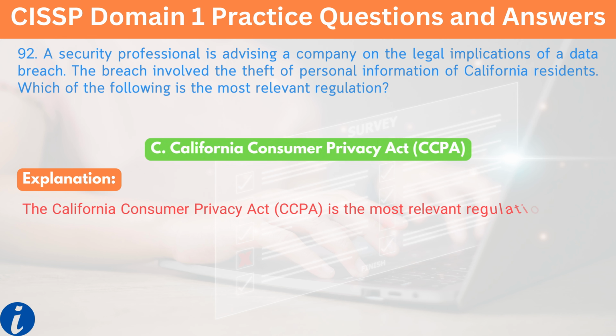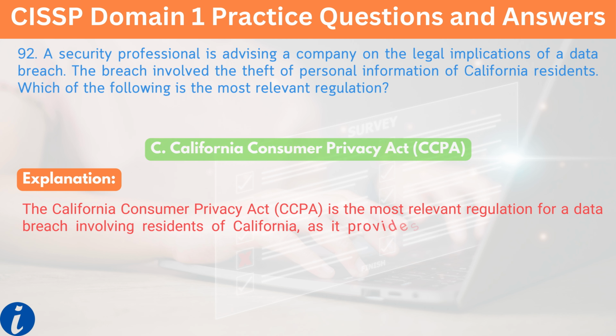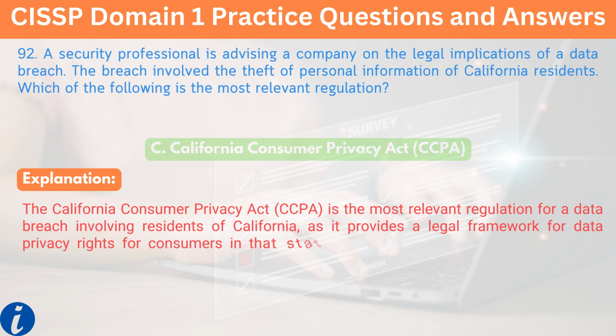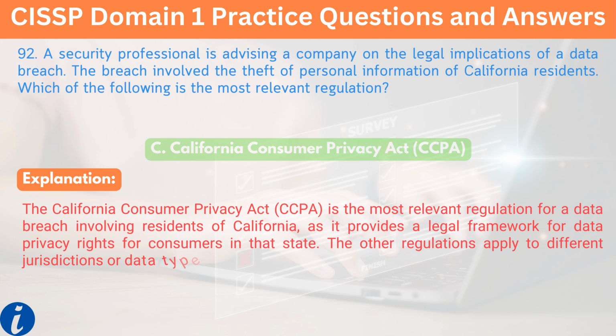California Consumer Privacy Act, CCPA. Explanation. The California Consumer Privacy Act, CCPA, is the most relevant regulation for a data breach involving residents of California, as it provides a legal framework for data privacy rights for consumers in that state. The other regulations apply to different jurisdictions or data types.